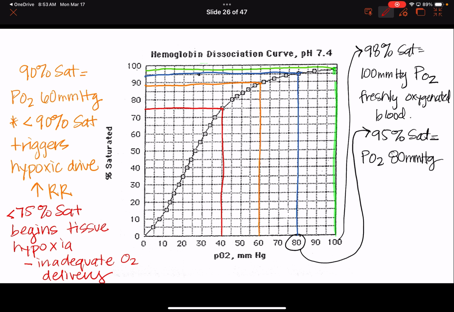However, if your oxygenated blood gets down to a PO2 of 60, that means you're only at 90% saturation, which is not going to be enough to sustain you in the long run. And so your hypoxic drive will turn on to increase your respiration rates, to bring in more oxygen, to get you closer to that 98%. If your oxygenated blood is all the way down to 40 millimeters of mercury, 75% saturation, if you drop below that, that is when you have tissue hypoxia. That is not enough to get adequate delivery to your tissues. That is not enough to keep them alive and functioning.